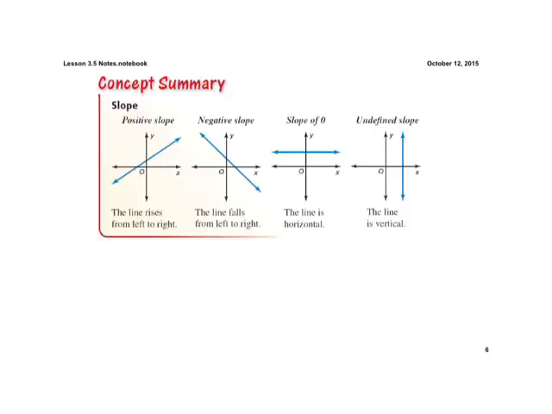So here are our slopes. Positive slope rises from left to right. Negative slope falls from left to right. Slope of 0 is horizontal. And an undefined slope is vertical, straight up and down.